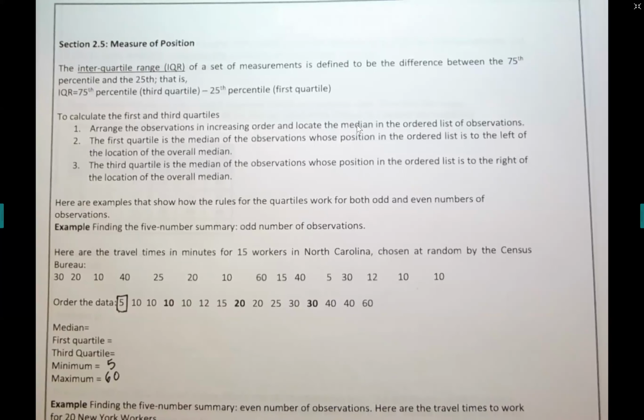Can you guys tell me what the median of the first half is? How many values do I have? 1, 2, 3, 4, 5, 6, 7. Would you guys agree with me? It should be 10. Yeah, because it's in the middle. You have 7 values. Add 1 will be 8. Divide by 2, 4. It's the 4th one.